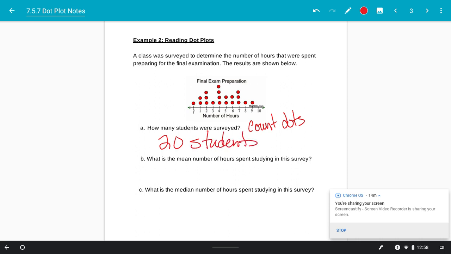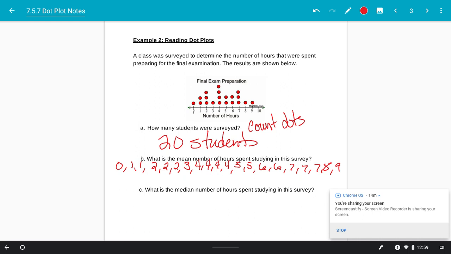Now to calculate the mean, I want to actually look at this data set written out, not as a dot plot. So this is where I have to be able to read the dot plot and translate it into my data set. So I'm going to say that there was 1 person who had 0 hours studying. There were 2 people who had 1 hour studying, 3 who had 2, 1 person who had 3. There were 4 who had 4. So again, I'm listing out my data set here. 2 people said 5 hours studying. 2 people said 6 hours studying. 3 people said 7 hours. 1 person said 8, and 1 person said 9.